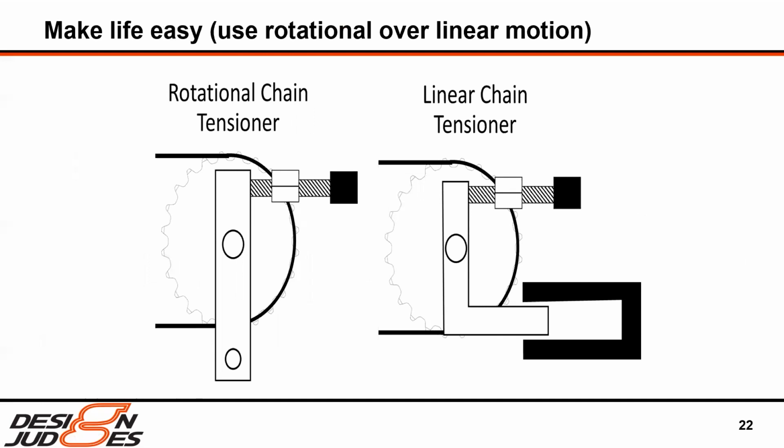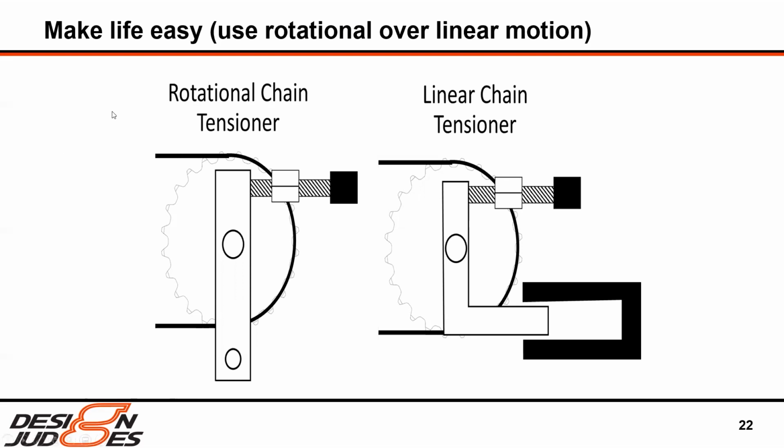Next, I want to talk about just some ways to make your life a little bit easier. And the first is to use rotational over linear motion. I find that's always easier to design than linear motion, especially if you want something to work well for long periods of time.